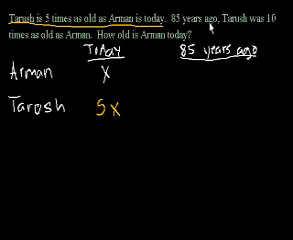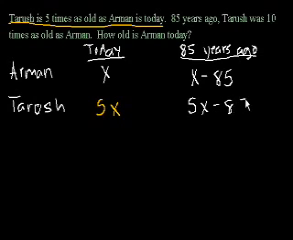85 years ago, well, if Armand is x today, then 85 years ago, Armand would have been x minus 85. And if Tarush is 5x today, then Tarush would be 5x minus 85. I just subtracted 85 from the current age because we're going 85 years into the past.